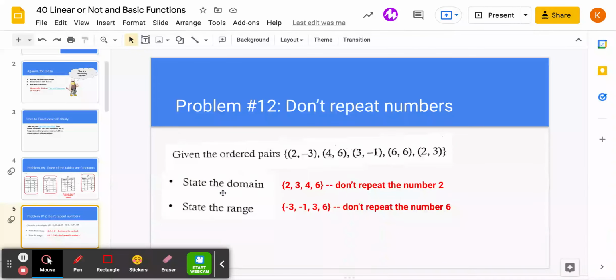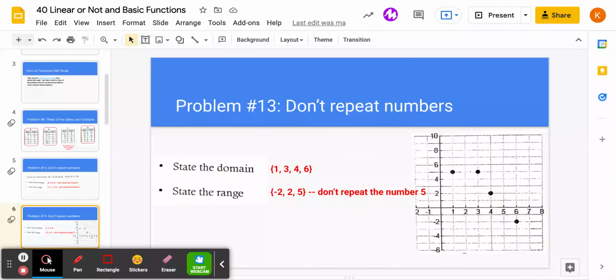The domain is the input values. The range would be the output values. All right. That's one we're going to skip.